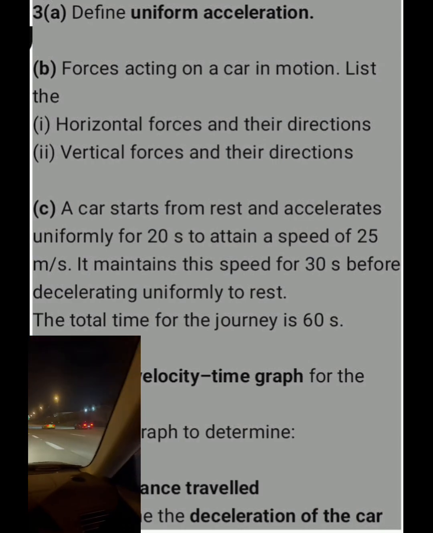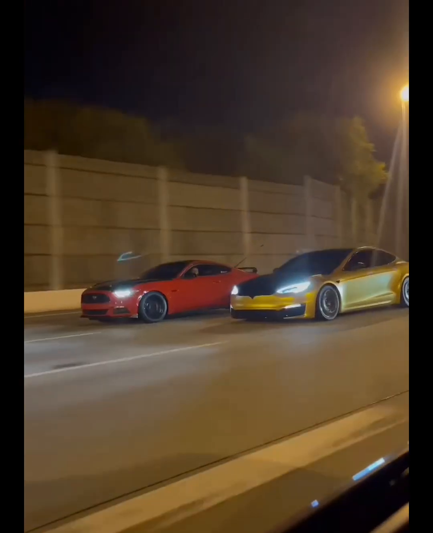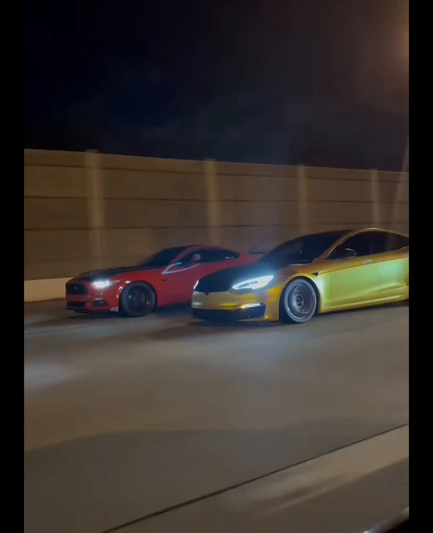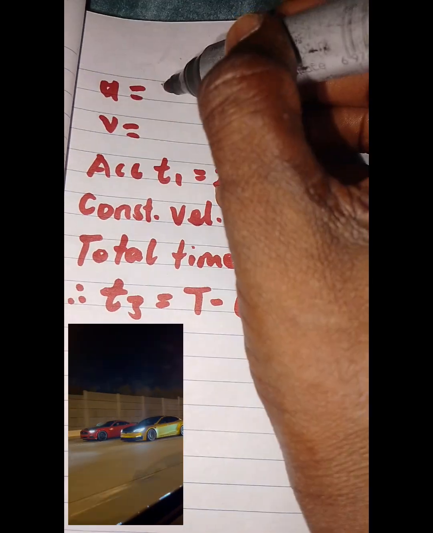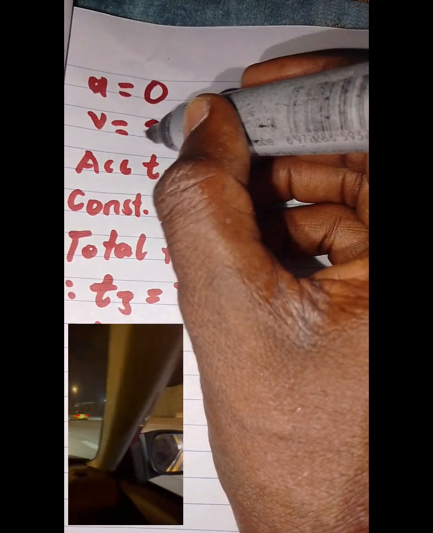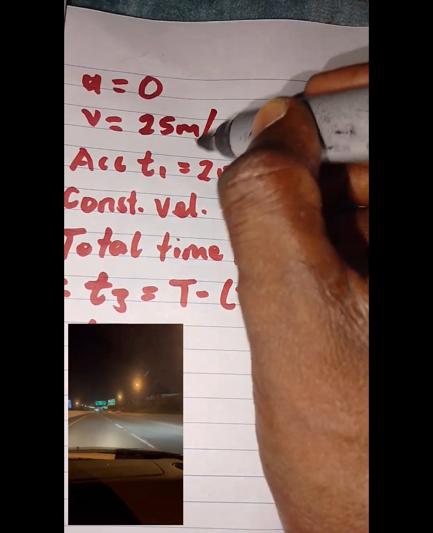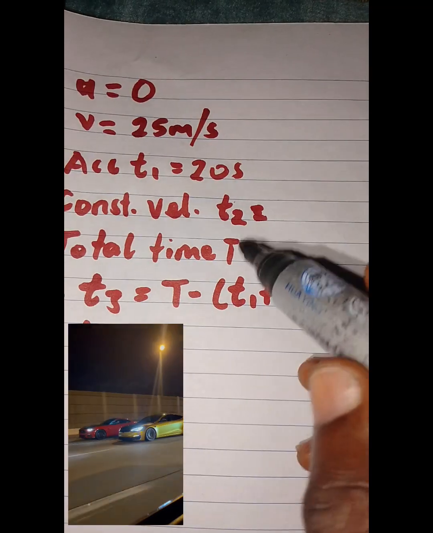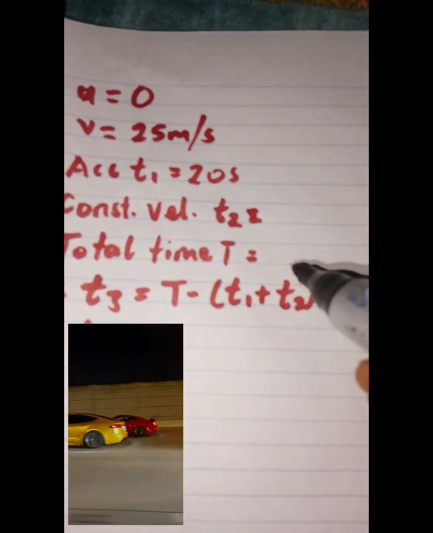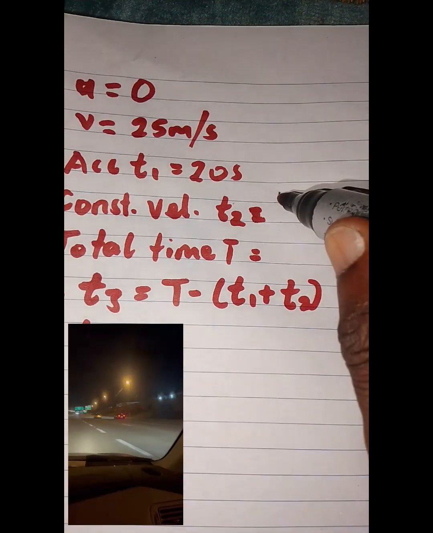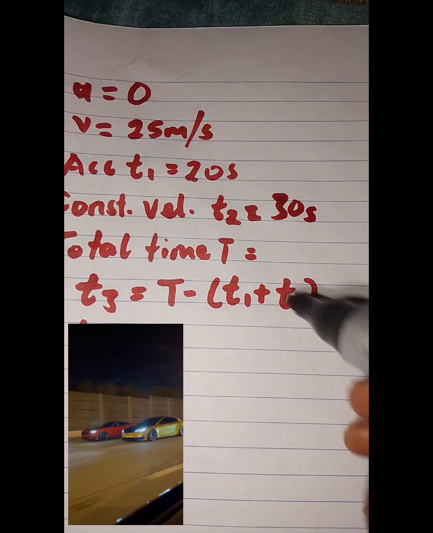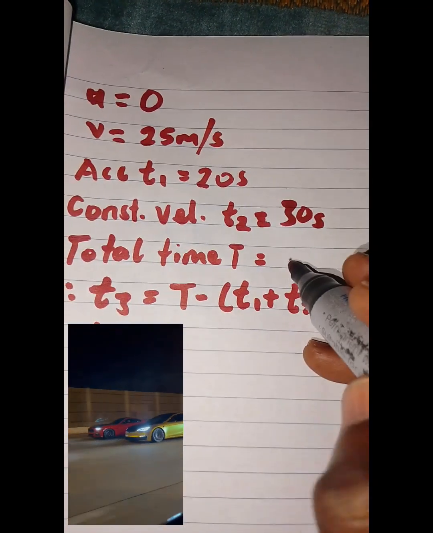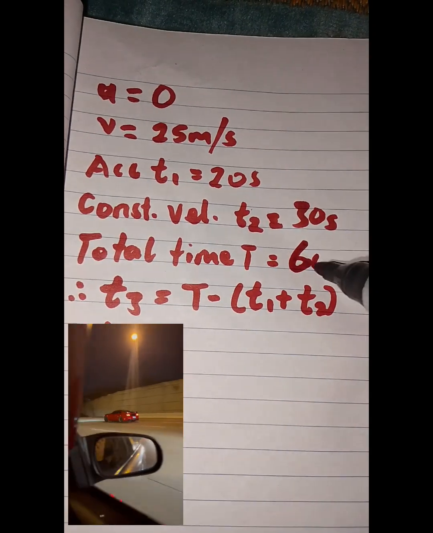So now we want to analyze this question. The first thing is, what is the initial velocity? The initial velocity u is given as 0, because according to the question, it starts from rest. Then final velocity v is 25 meters per second. According to the question, the first time t1 is 20 seconds. The second time t2 is 30 seconds. And then you have the total time, which according to the question is 60 seconds.